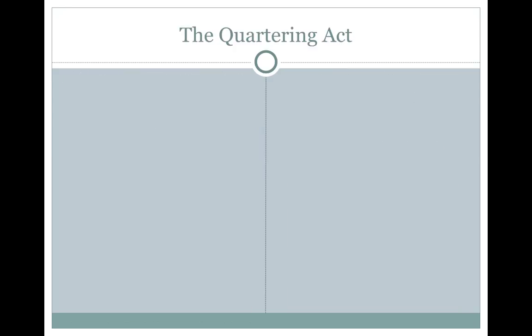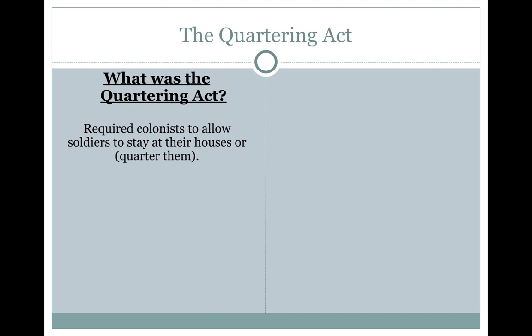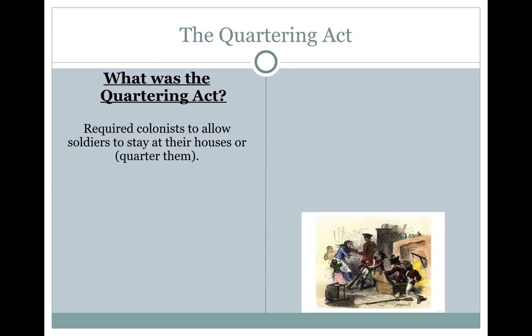Quartering Act, the last one. This one gets a little interesting. What was the Quartering Act? It required colonists to allow soldiers that were stationed in the colonies to stay at their houses, or quarter them. Okay? So when you quarter somebody, you're allowing them to stay at your place. Okay? What is that going to look like?